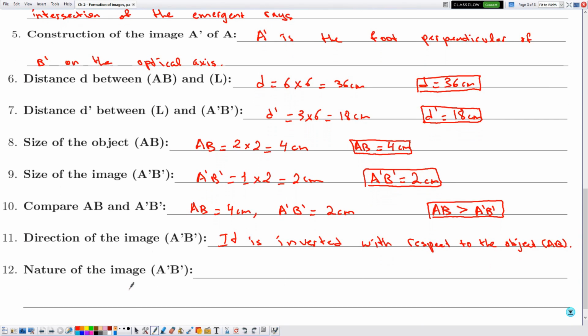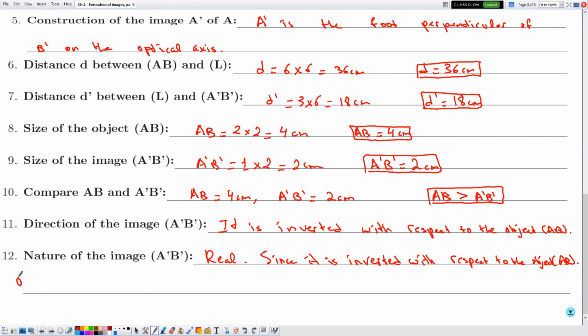And now finally in number 12, they are telling me the nature of the image A prime B prime. So from number 11, we know that the image is inverted with respect to the object AB, and we know that whenever the image is inverted with respect to the object AB, then the image is what? Real. So let's say real, since it is inverted with respect to the object AB.